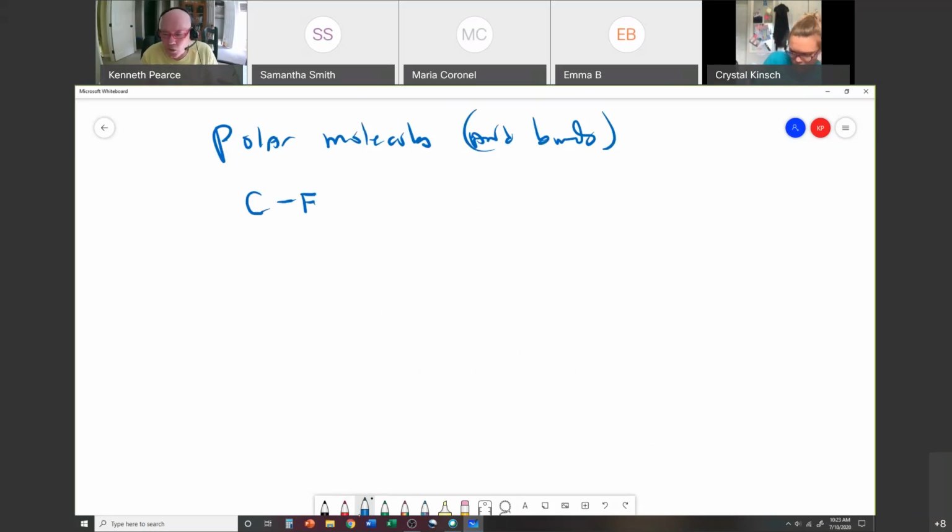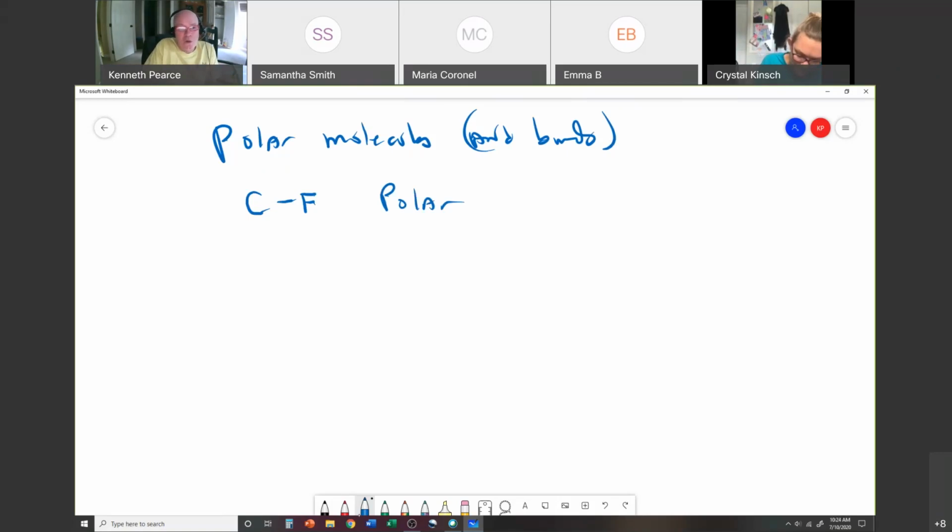We would look and see if they're left to right of each other at a first approximation. Okay, we can look at the tables and take differences of electronegativities between the two. But if they're left to right on a periodic table, they're going to have differences in electronegativities. And so a CF bond would be polar.